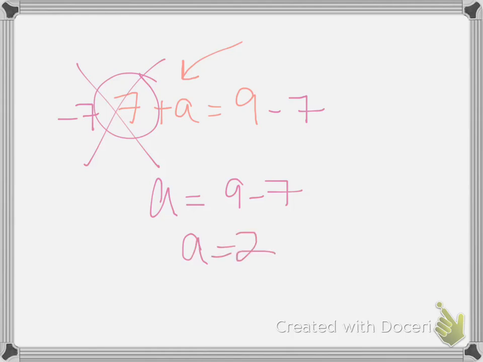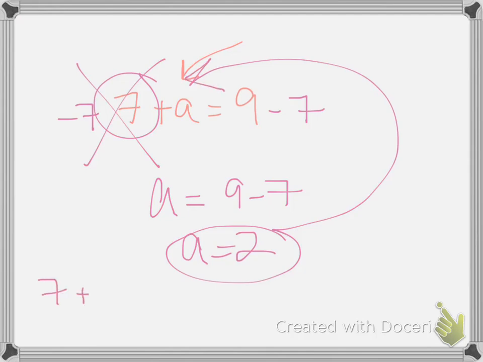What if I wanted to check it? If my a is 2, I could plug it back in. So 7 plus 2, because a is the same thing as 2, I can substitute 2 in for a, equals 9. So 7 plus 2 is 9, 9 equals 9. So we know that it works.